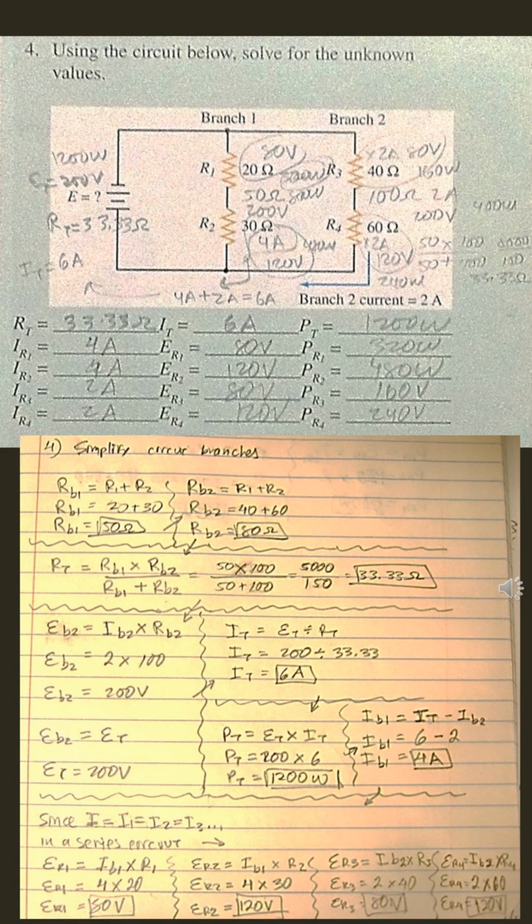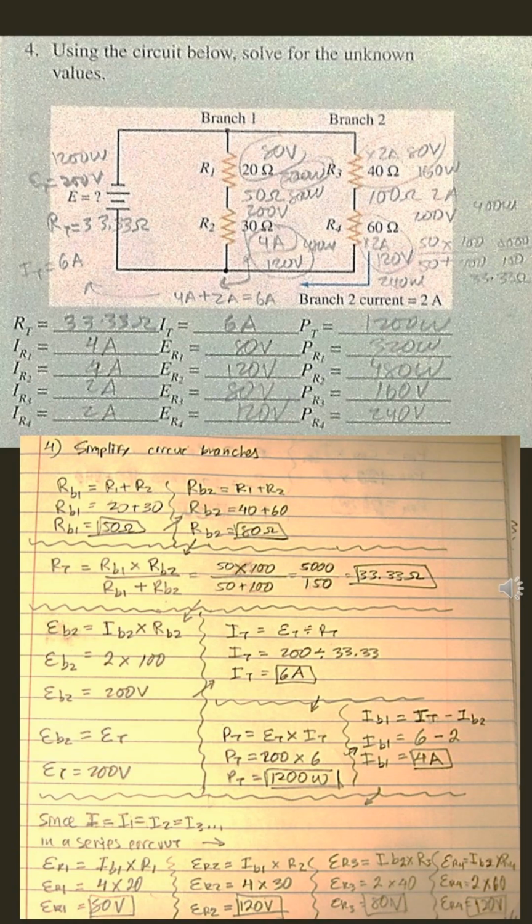We're going to call it RB1 for the resistance value at branch 1, which equals resistance 1 plus resistance 2. Remember, that's at branch 1. So RB1 equals 20 plus 30 in that case. Those values are given to us. Again, we're just adding a series circuit resistance, 20 plus 30, which is 50 ohms. And we move on to branch 2, RB2 equals R1 plus R2, 40 plus 60 ohms in this case, or 100 ohms. We have our two branch resistances of 50 ohms and 100 ohms.